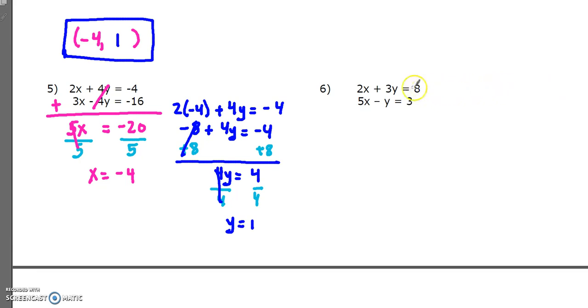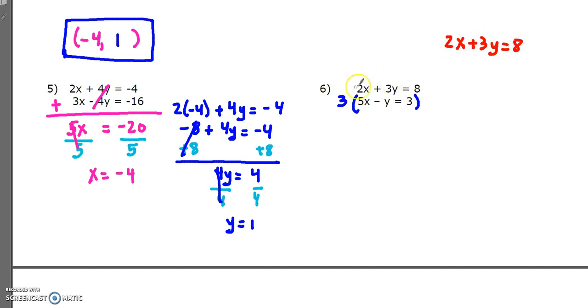In order to eliminate, not only do they need to be the same variable but opposite signs. This one is a positive and this one is a negative. So if I make this a 3, then the y values will cancel, or my y terms rather. So I'm going to distribute everything by 3 for that second equation. So my first equation is going to stay the same. So I'm just going to write it right here.